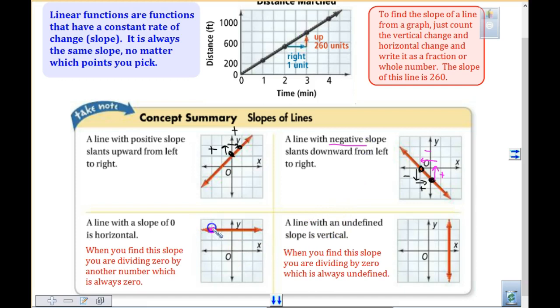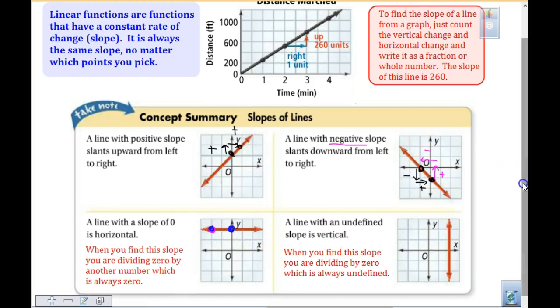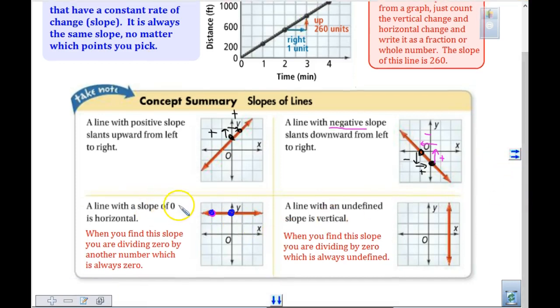Here, if we are looking at our rise to our run and you're looking at your 2 points, and say you pick this point and you pick this other point, our rise, we didn't rise. It's zero. The run is 2. 0 divided by 2 is still going to be 0. So the slope is 0. 0 divided by any number is always going to be 0. So when you're dividing 0 by any other number, it will always be 0.